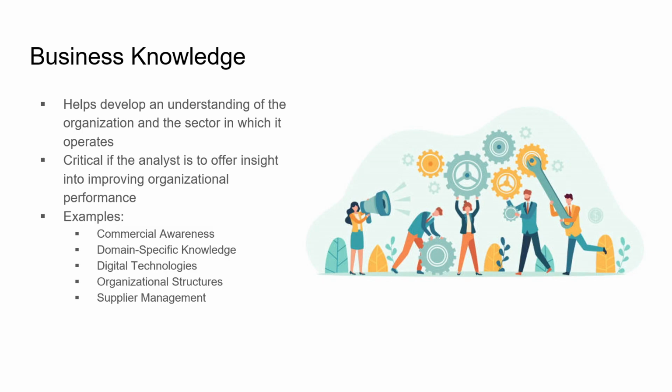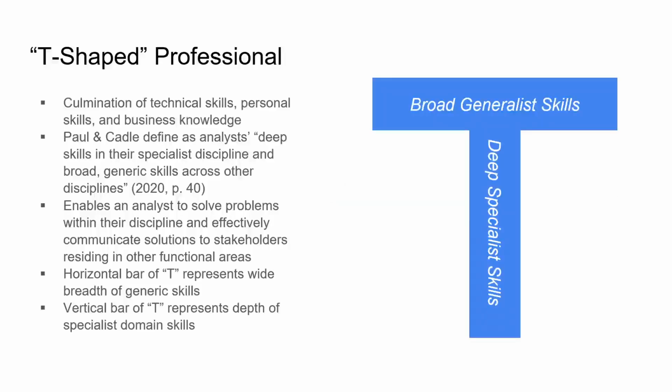Another critical component of an analyst is their knowledge of the business they work in. This helps develop an understanding of their organization and its position within the sector in which it operates. Having a well-developed understanding of the business is critical because analysts are asked to offer insight into improving the organization's performance. Examples of business knowledge skills are commercial awareness, domain-specific knowledge, digital technologies, organizational structures, and supplier management.